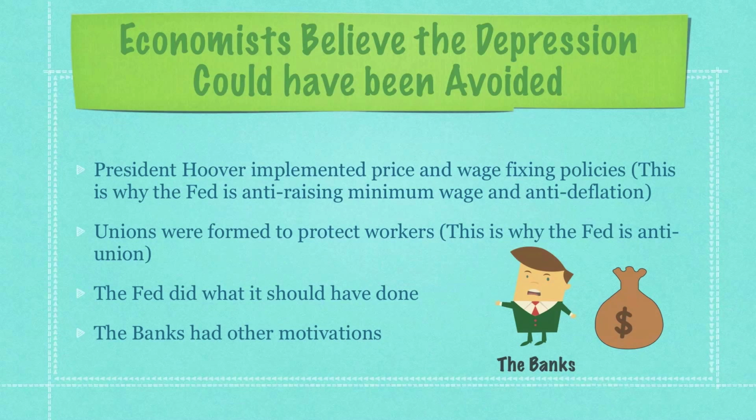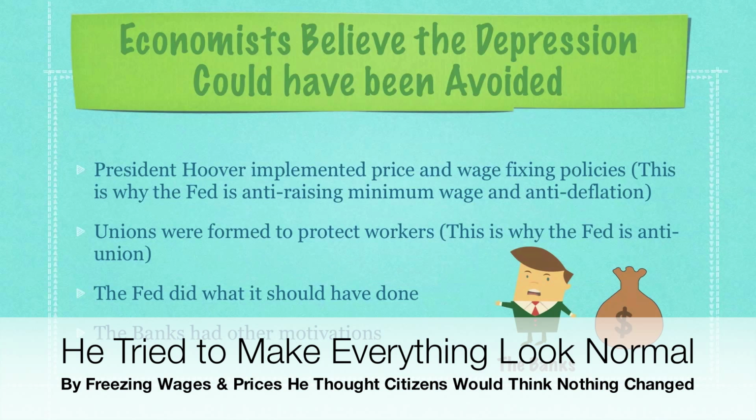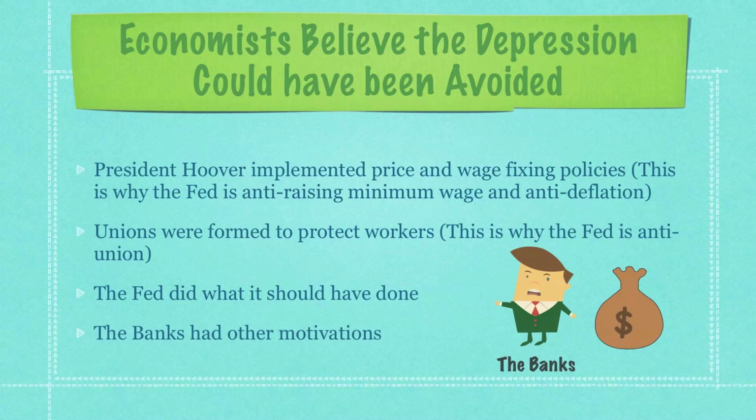President Hoover is also blamed widely because of the Depression because he implemented price and wage fixing policies. He asked manufacturers across the country to not decrease wages, and also asked manufacturers to do whatever they could to keep prices stable. This is also why the Fed is anti-raising minimum wage and also anti-deflation. During the Depression, unions were also formed to protect workers. A lot of economists believe that these unions also hurt the economy. So in essence, the Fed did what it should have done. However, the banks had different motivations, and those motivations were not to help the United States.